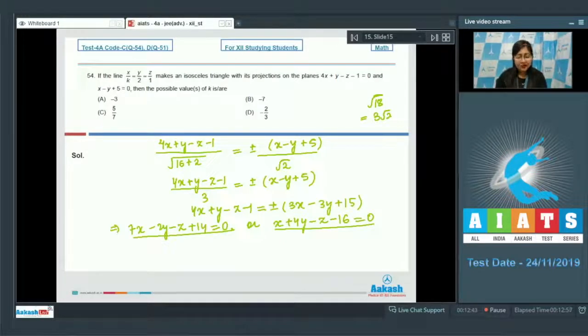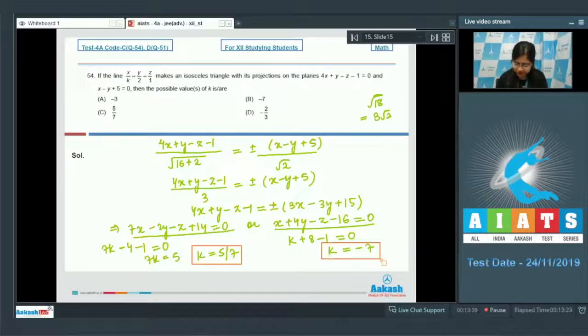As the line is parallel to these two, from here we can apply the condition that 7k minus 4 minus 1 is equal to 0, and from here we get k plus 8 minus 1 is equal to 0. So it gives me k equal to minus 7, and this gives me 7k equal to 5, that is k equal to 5 by 7. So these are the two values of k. From the given options, it can be seen that they are given in options number B and C.